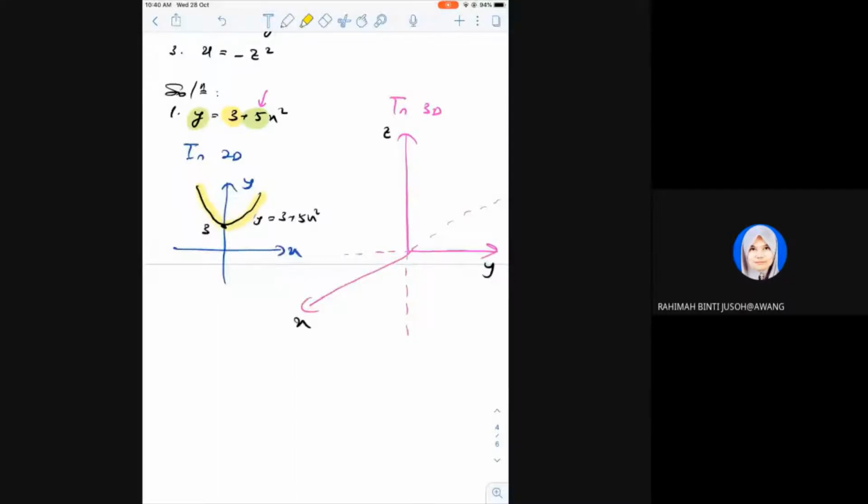So where is the position of this line, the yellow line ni, pada 3D? Dekat mana agak-agak? Dia berada pada part siapa tu? Y-axis, right? Yes, y-axis. So we should have somewhere here, y.